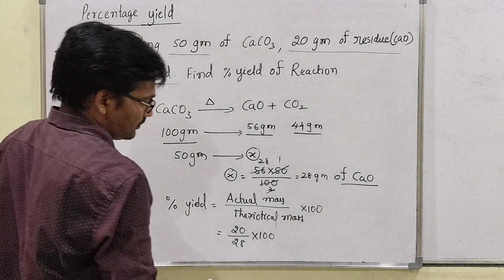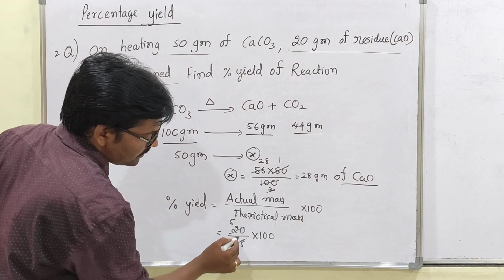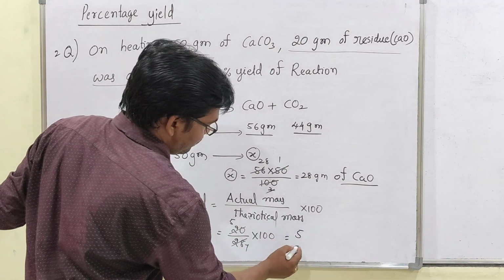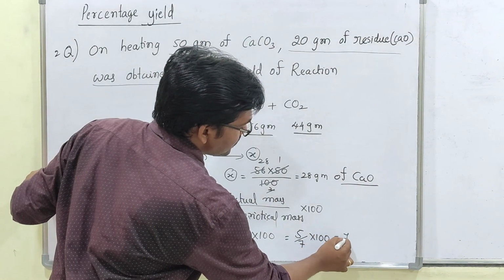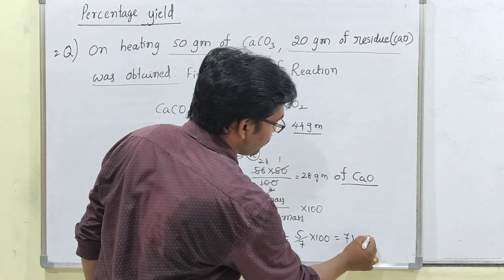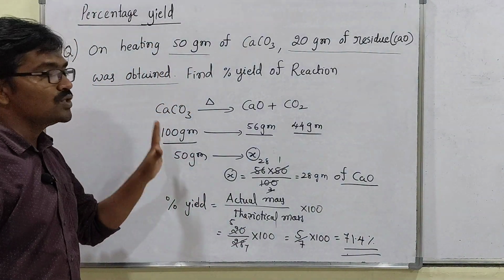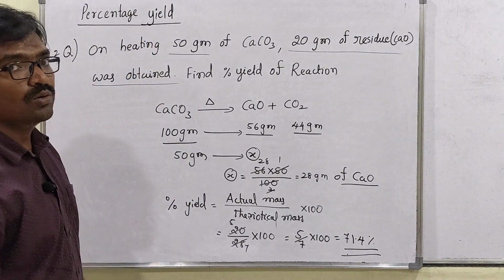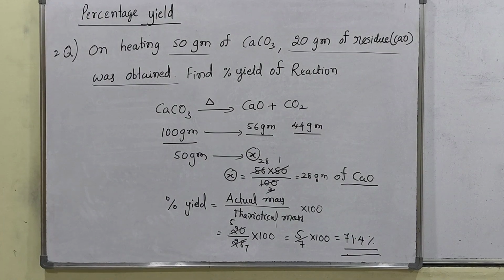Sir, it will go for the 4. 4 fives are 20, then 4 sevens are 28. So 5 divided by 7 into 100, if you do, then nearly you can get 71.4%, my dear students. So this is the answer for this. Such type of questions they will ask in the examination based on percentage of yield. So next we have to discuss about the percentage of purity. So note this answer, then we will discuss what is the percentage of purity.